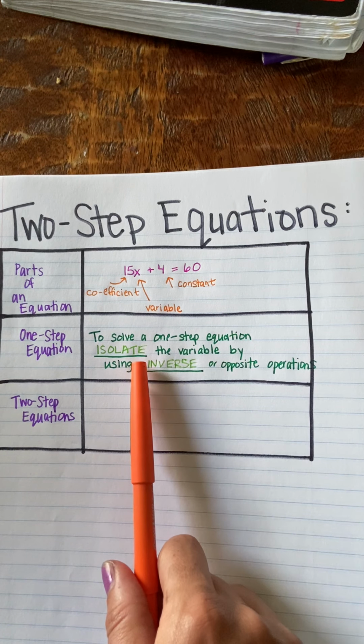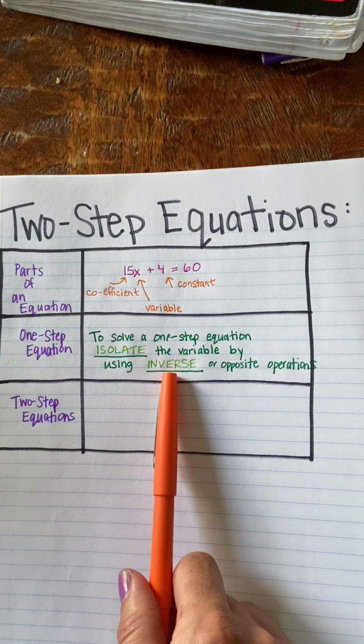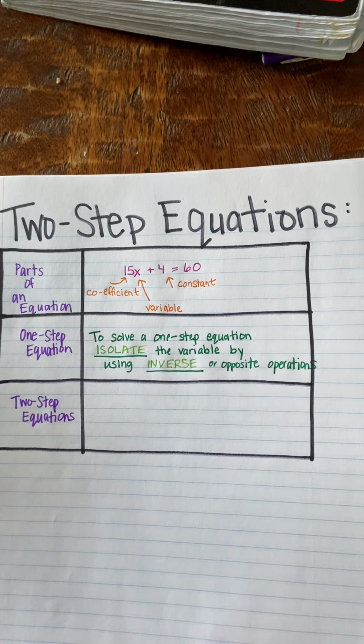And by doing that, how do we get the variable alone? Well, we use the inverse or opposite operations and we unwrap the problem. So we talked about wrapping the problem, which is when someone gives you a problem and then you are the person that unwraps it.